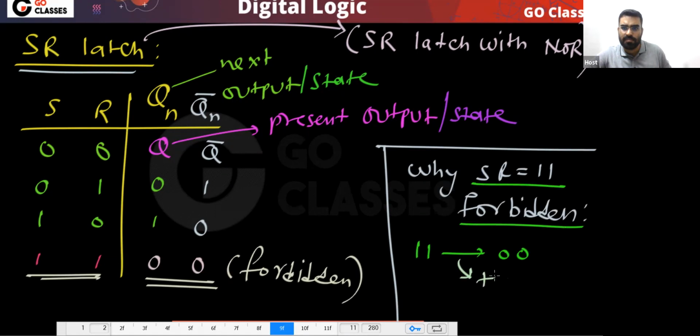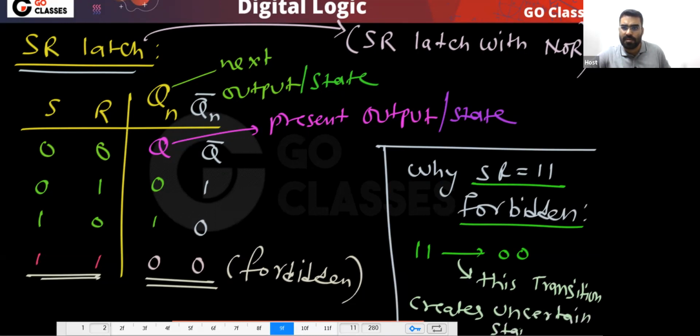This transition creates an uncertain state, or I can say an indeterminate state. This transition causes uncertain behavior, indeterminate behavior that we cannot determine. Yes, very good. So this transition causes uncertain, indeterminate behavior.